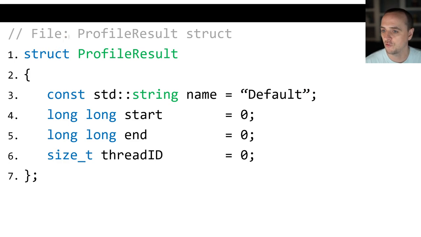We're going to have a profile result as a struct. It's going to have a name. That name is just going to be whatever, like my function or loop iteration or whatever. It's going to have a starting time, an ending time, and a thread ID, because we could use this in a multi-threaded way if we wanted to. Okie doke.